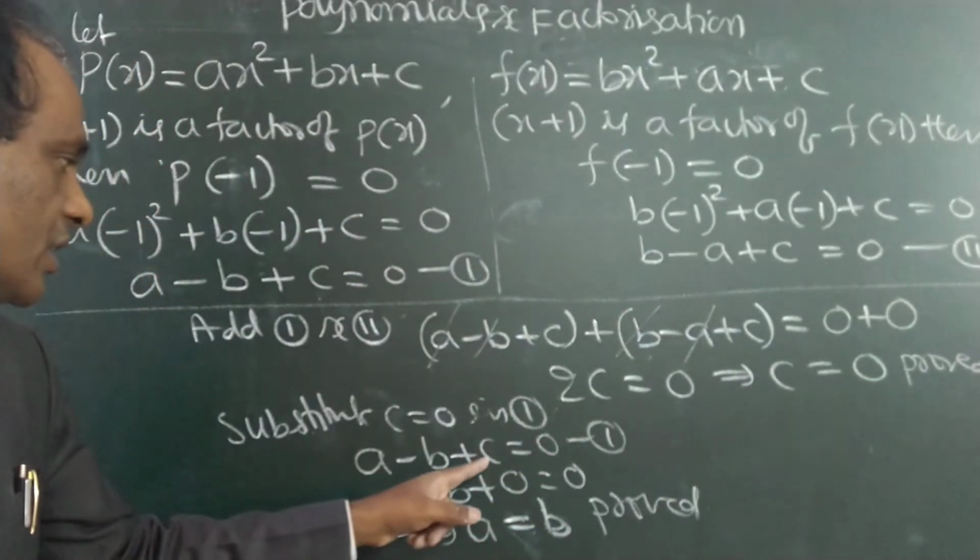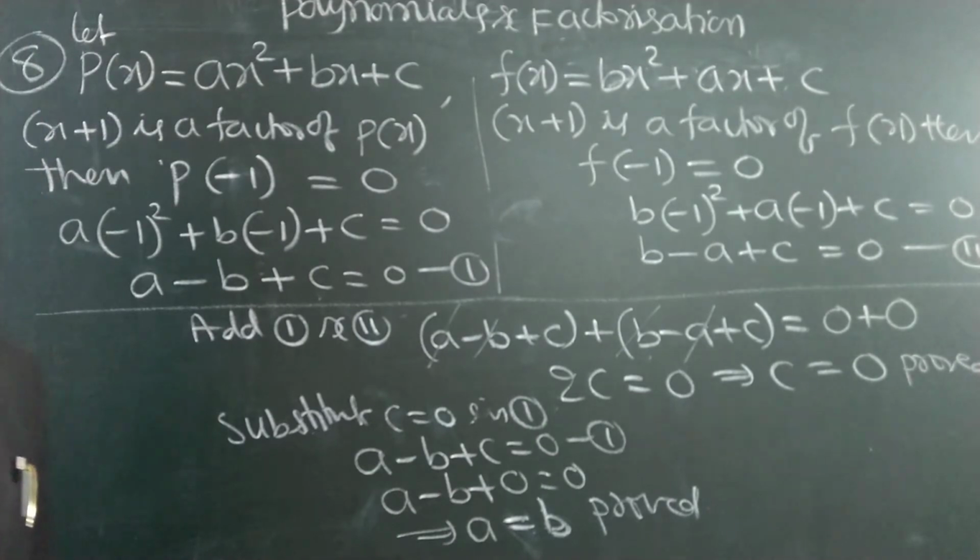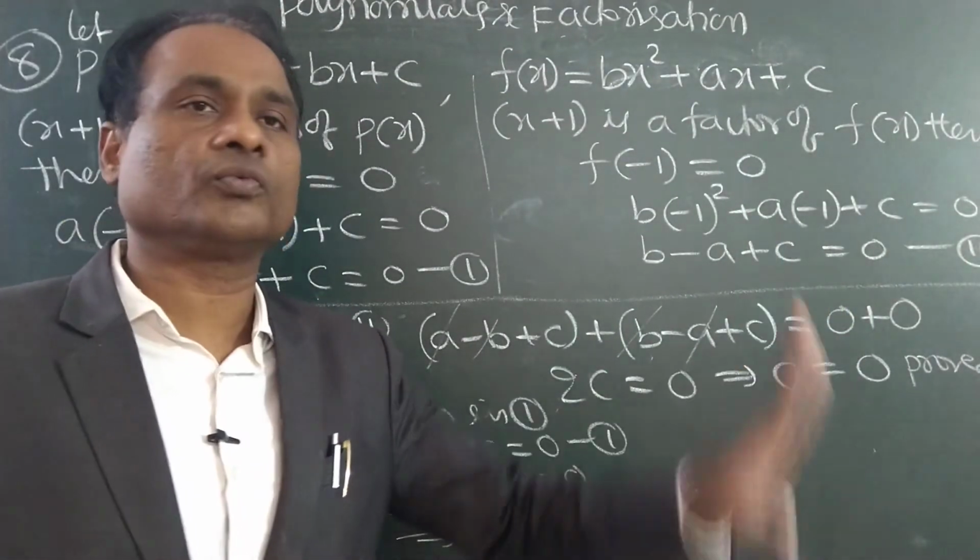Substitute c is equal to 0 in the first equation. So a minus b is equal to 0. A is equal to b. That's all. Second proof, first.